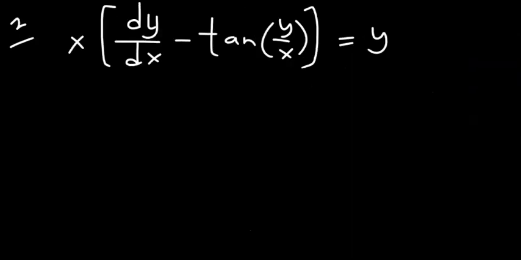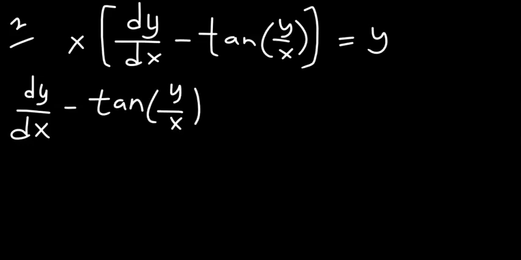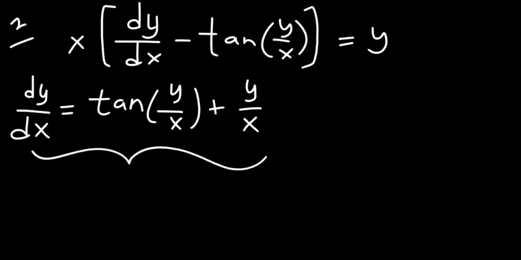Problem 2. We can rewrite the above differential equation slightly in the following form: dy dx tangent y over x equals y over x. And by rearranging the terms a little, we will get dy dx equals tangent y over x plus y over x. And this is in the form of a homogeneous differential equation.